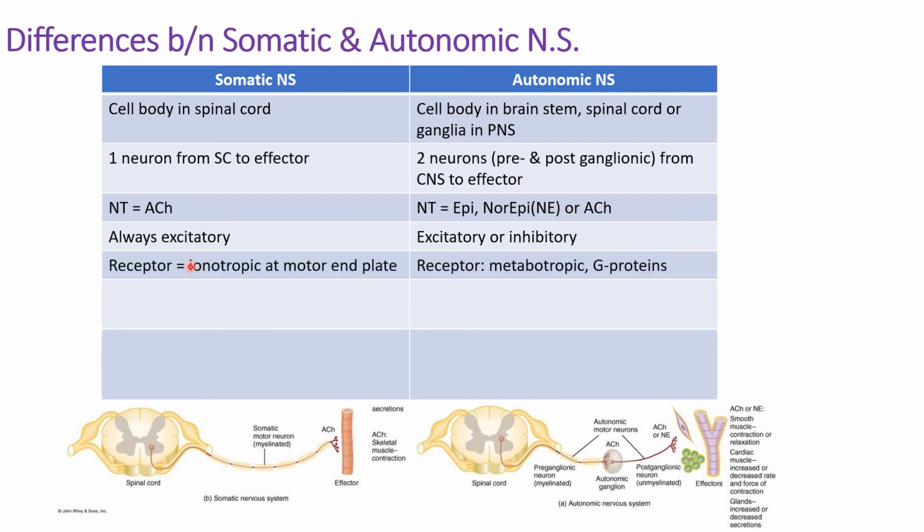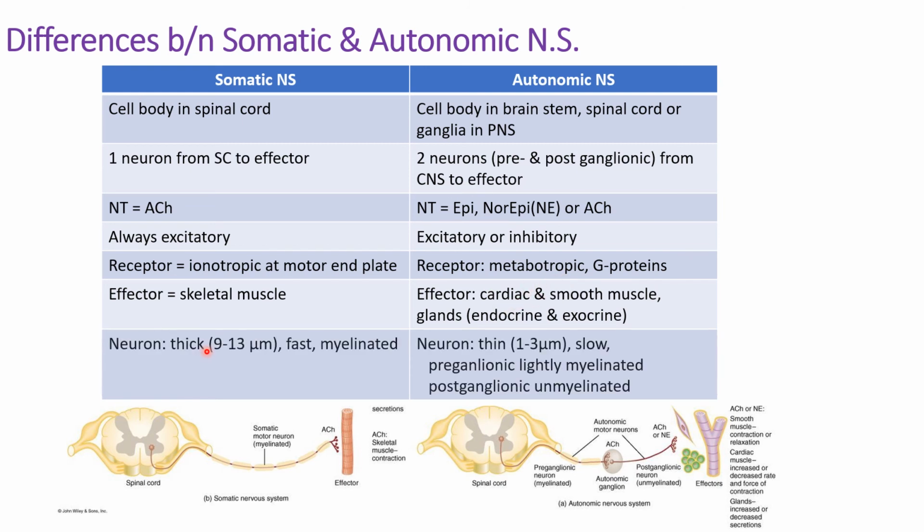Those receptors are going to be ionotropic at the motor end plate of the somatic muscle, because remember, ionotropic for acetylcholine are always going to be excitatory. Specifically, remember, acetylcholine is a nicotinic type of ionotropic. And in the autonomic nervous system, we're going to see metabotropic, so they're going to be using G proteins. Effector skeletal muscle in somatic, effector cardiac, smooth, and glands in autonomic.